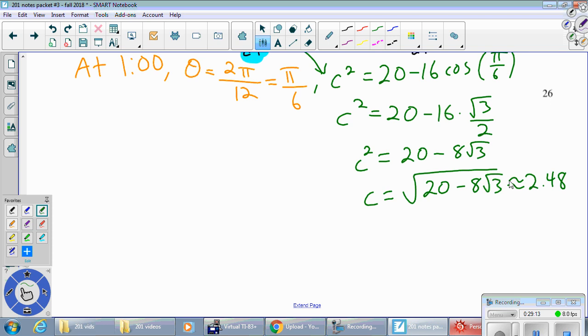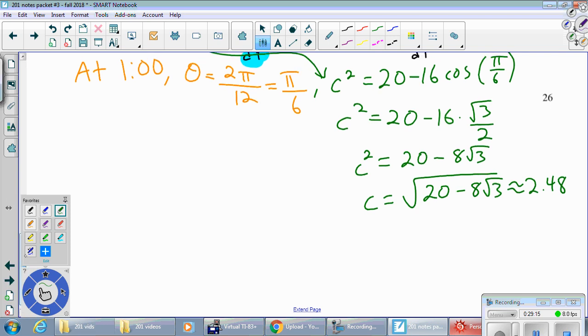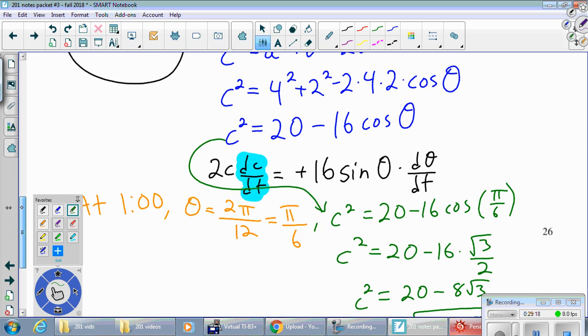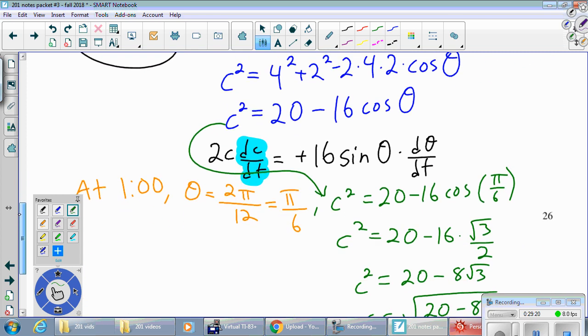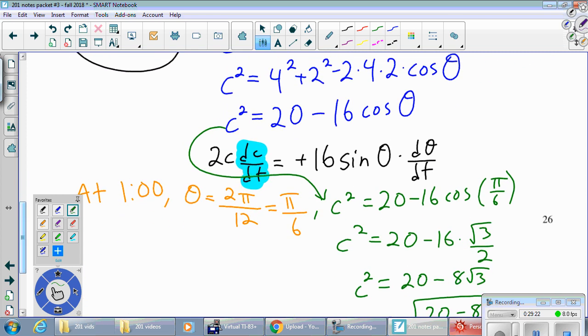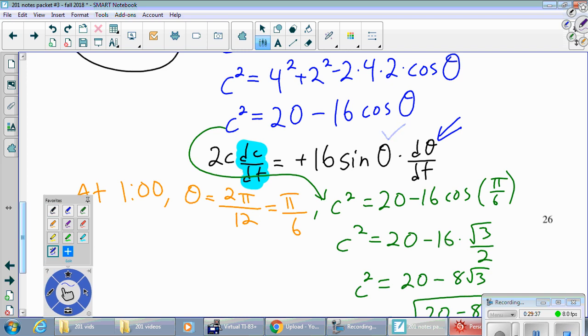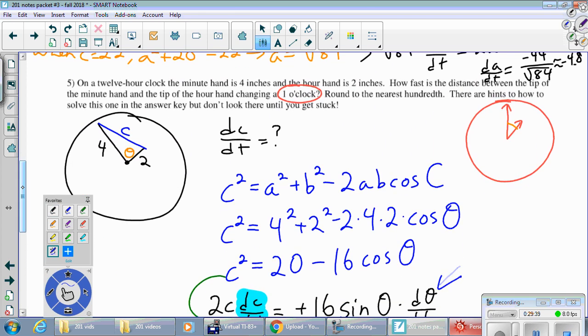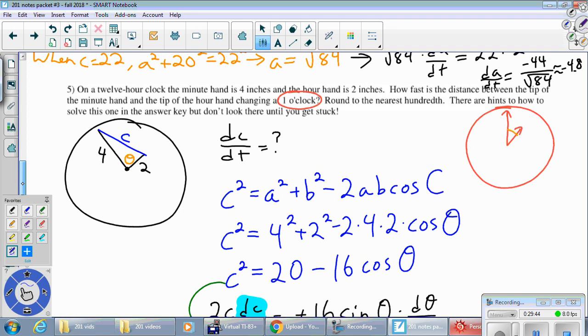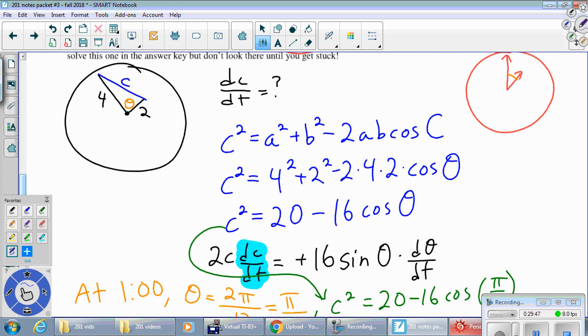Okay, so let's regroup and come back to the derivative equation. This black one here in the middle with the highlighted dc/dt. We just calculated a value of c, around 2.5. The theta we said was pi over 6. So the only thing we still need to calculate is d theta/dt. It sure feels like we're fresh out of information, right? We've used all the givens. There's nothing special about 1 o'clock, I don't think, to help us find d theta/dt.